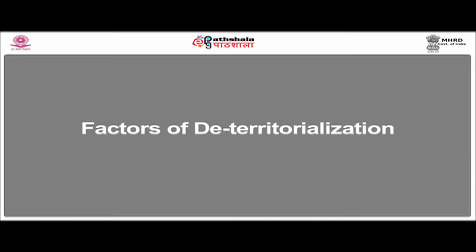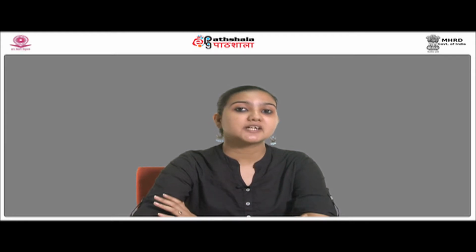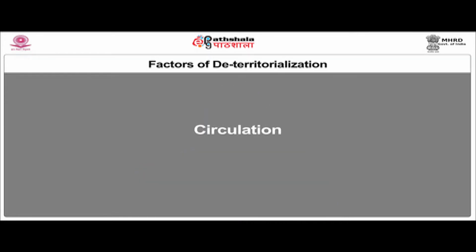Factors of deterritorialization. Now, we will look at the factors of deterritorialization. The concept of circulation would be related to deterritorialization, explaining how circulation enhances the process of deterritorialization. Among three types of deterritorialization, that is economic, political, and cultural, the link between modernized and globalized world and deterritorialization would be described. These concepts would further be linked with the modern media developments. Let us start with the first factor, which is circulation.